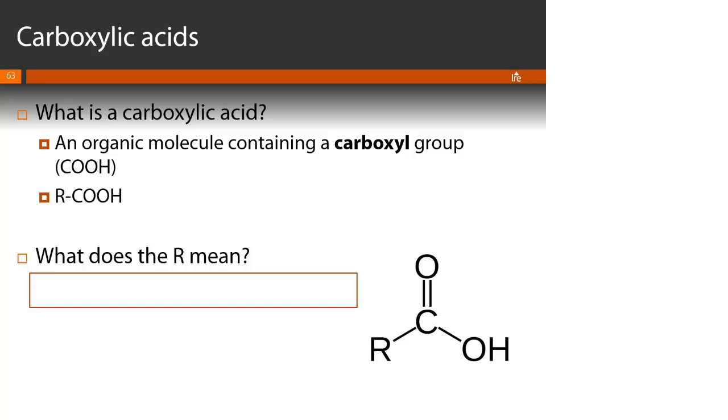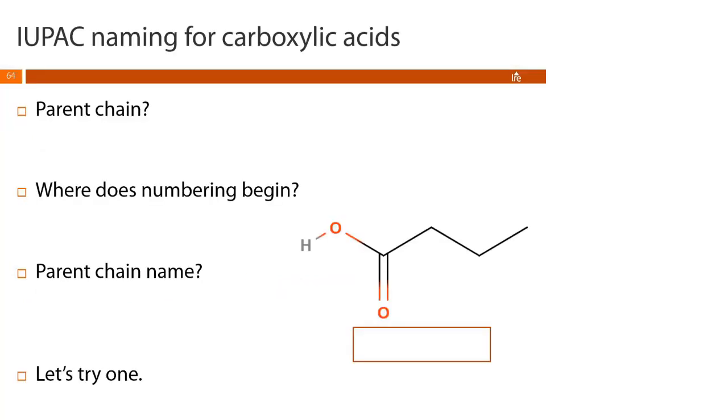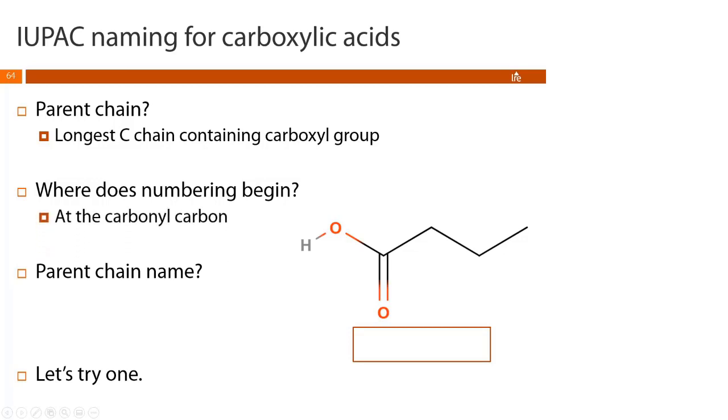And just as a refresher, what does the R mean? That's right, R means rest of the molecule. Okay, so how do we name carboxylic acids? So our parent chain is going to be the longest carbon chain containing a carboxyl group, and numbering is always going to start at the carbonyl carbon. And we're going to name these by taking the alkane name, dropping the E, and replacing it with oic acid.